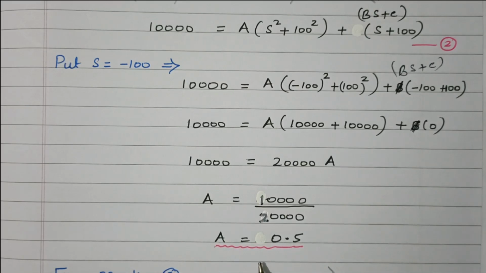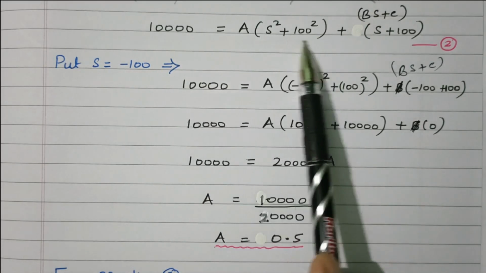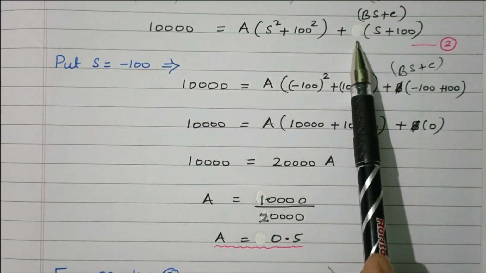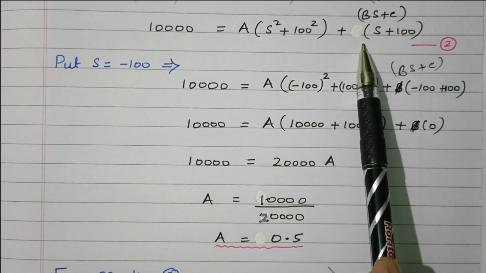So B and C we can calculate by equating the coefficients on both sides. Now we'll consider this equation 2. We'll simplify this equation and then we can equate the coefficients of s and s square.